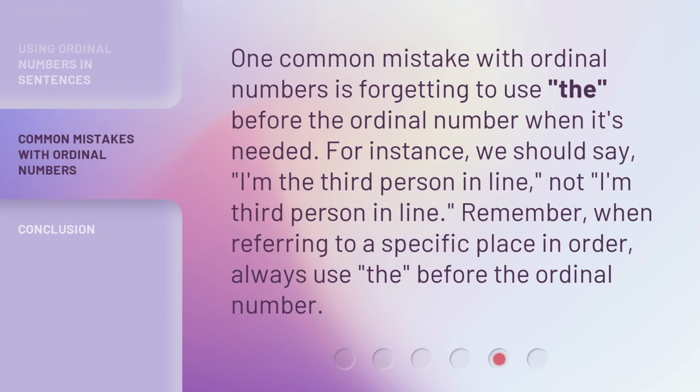One common mistake with ordinal numbers is forgetting to use "the" before the ordinal number when it's needed. For instance, we should say, "I'm the third person in line," not, "I'm third person in line." Remember, when referring to a specific place in order, always use "the" before the ordinal number.